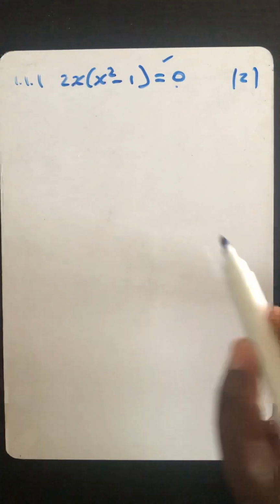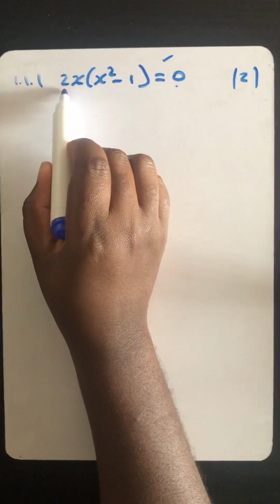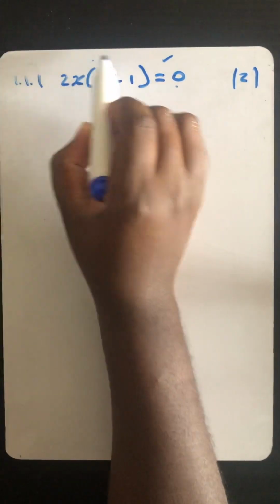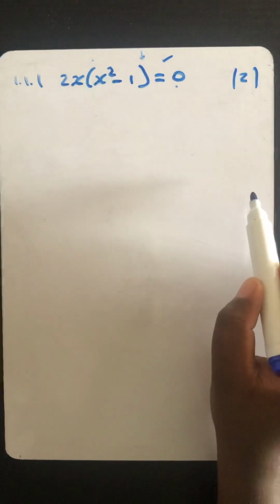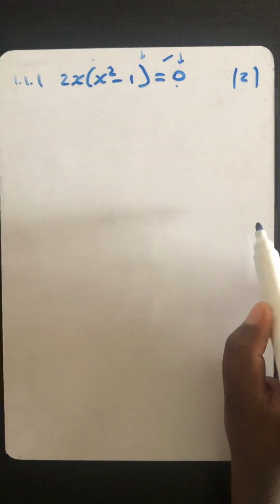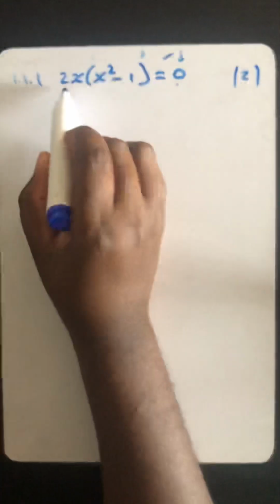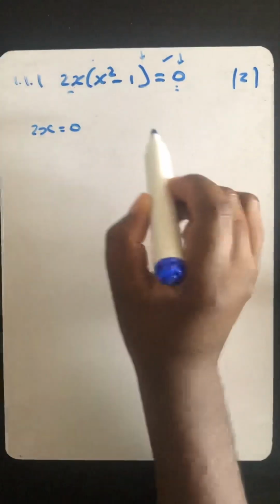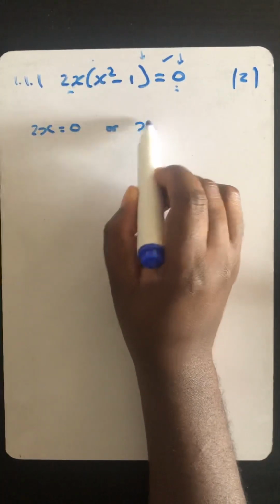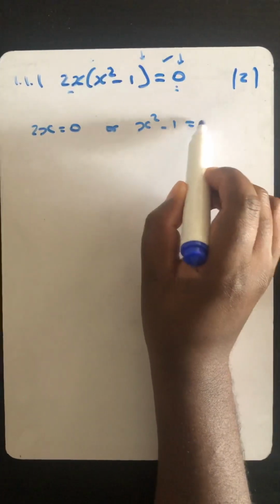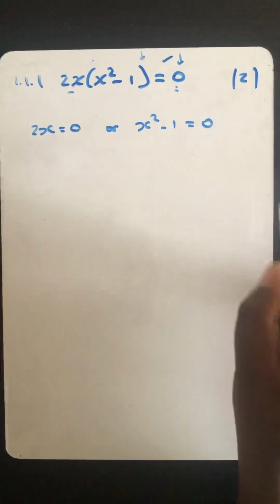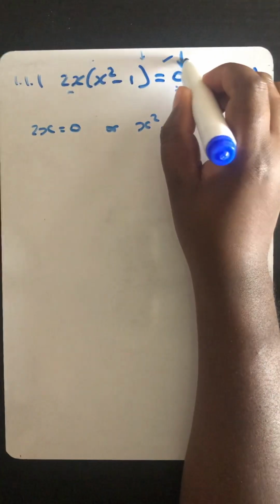The moment you notice that the equation has already been factorized, you'll see it by the brackets, and most importantly, if it's already equated to 0, then you know that you just take each factor and equate it to 0, meaning you have 2x equals 0, or x² − 1 equals 0. You only do that if it is equated to 0.